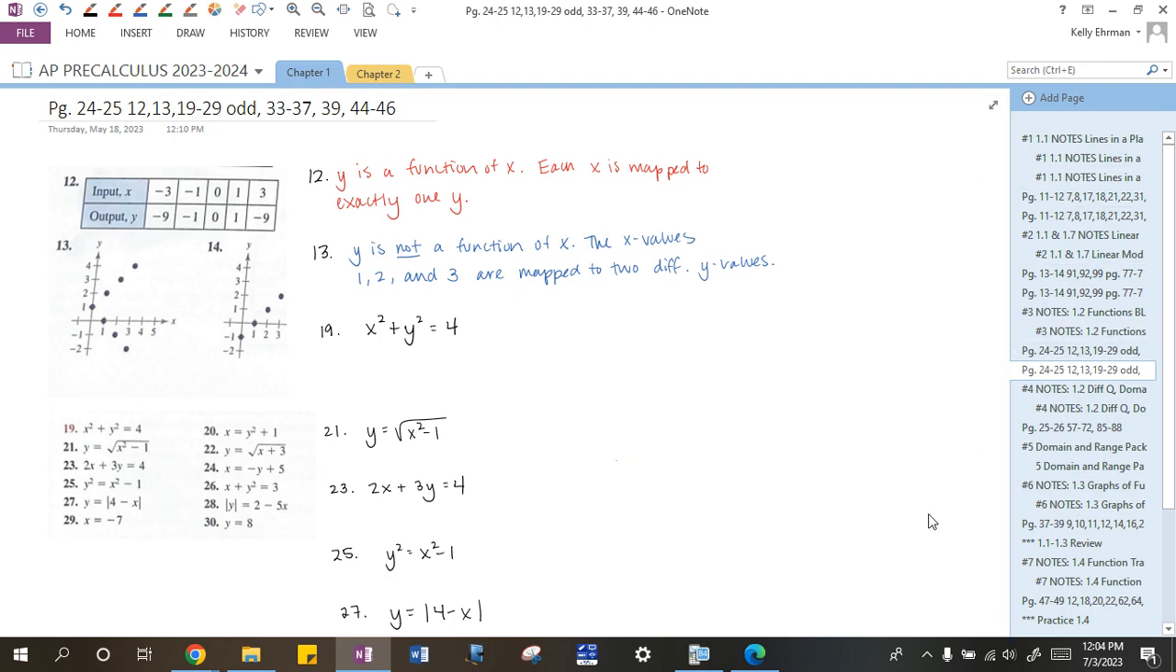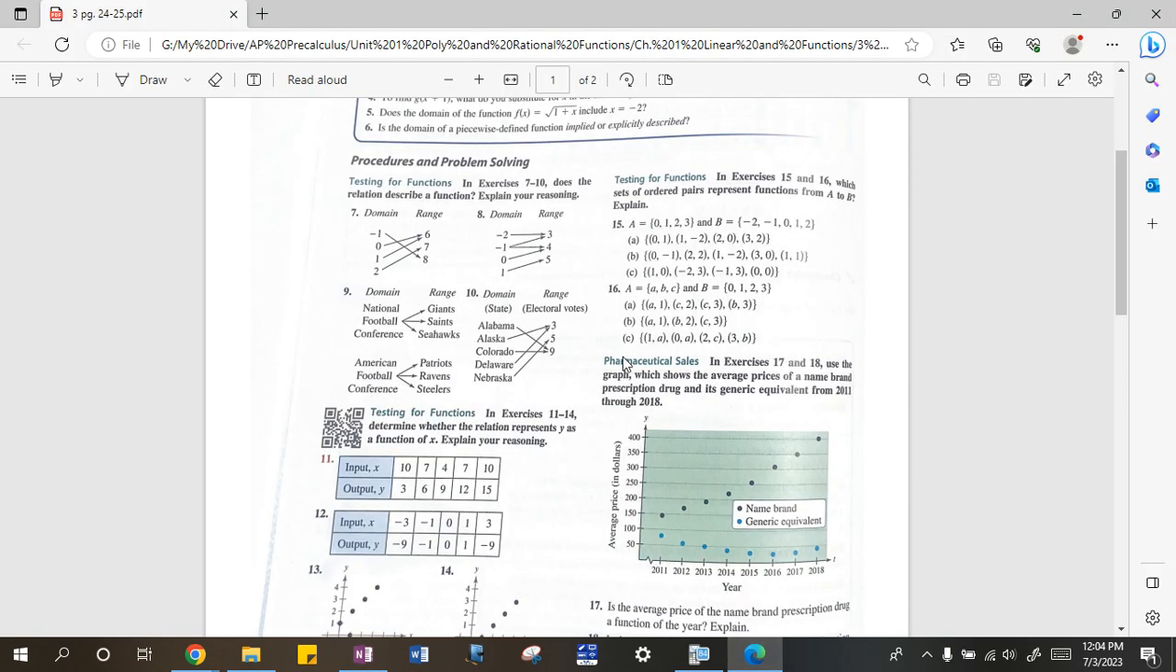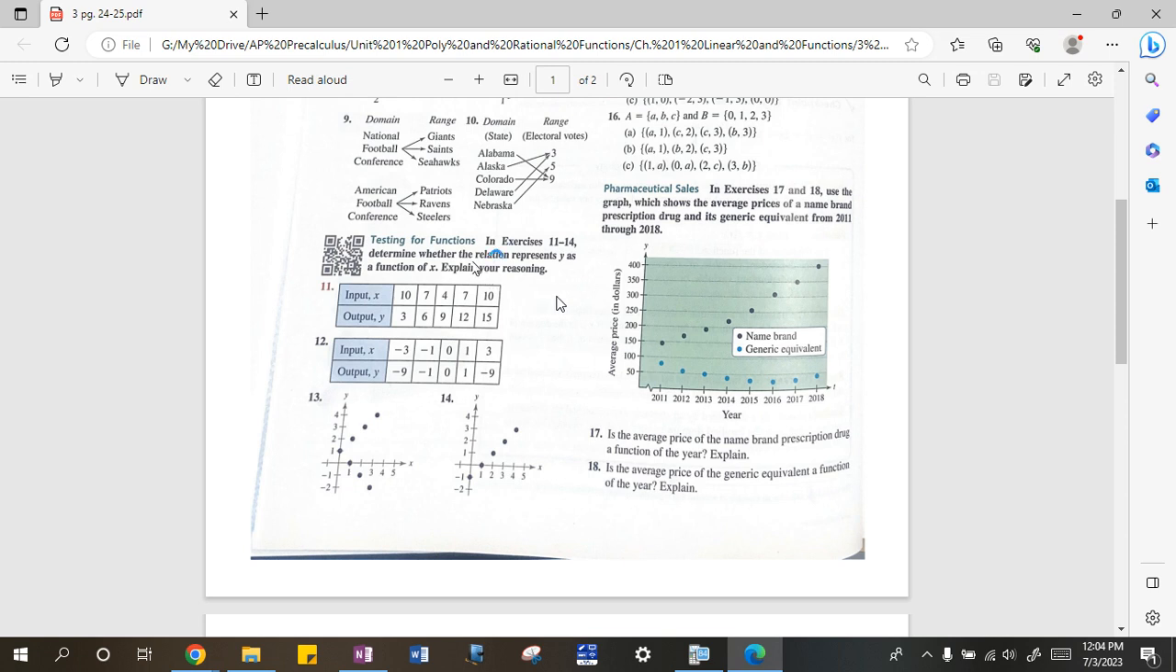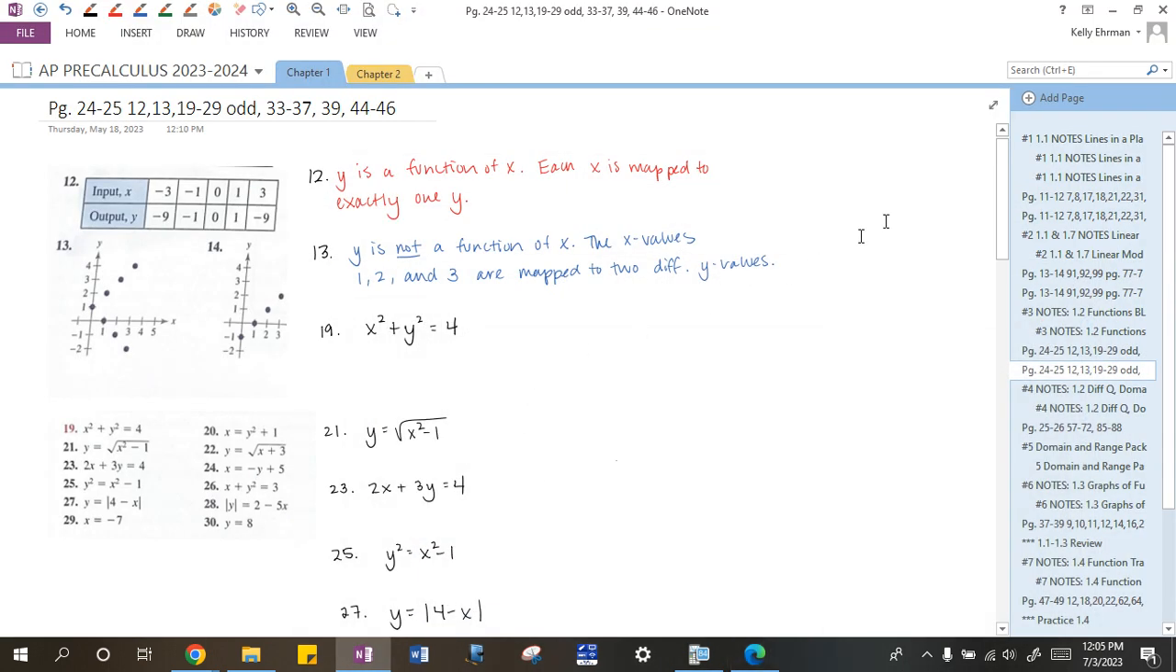All right, the first few problems, let me read the directions here. The first few problems that we're doing, it just says, determine whether the relation represents y as a function of x. And the order that they're saying that in matters. Y as a function of x means x is domain, y is range. If you switch it and say x is a function of y, that would be x is range and y is domain. So just kind of putting that out there.